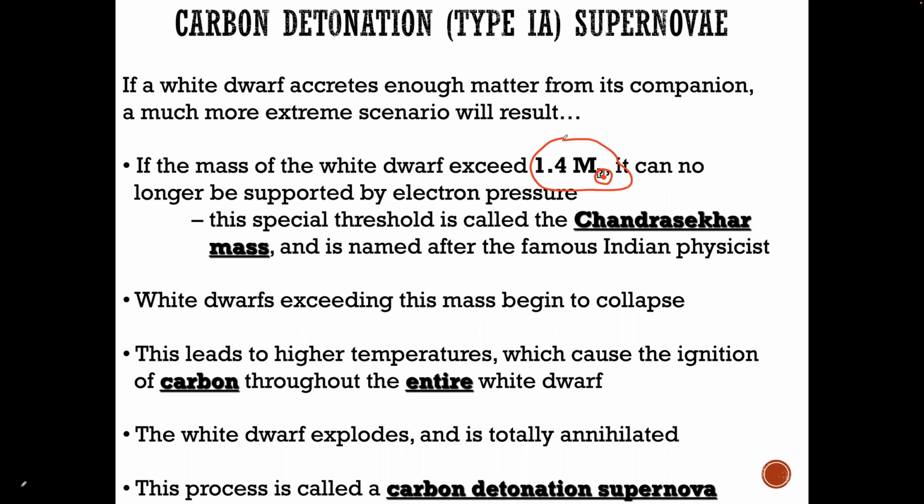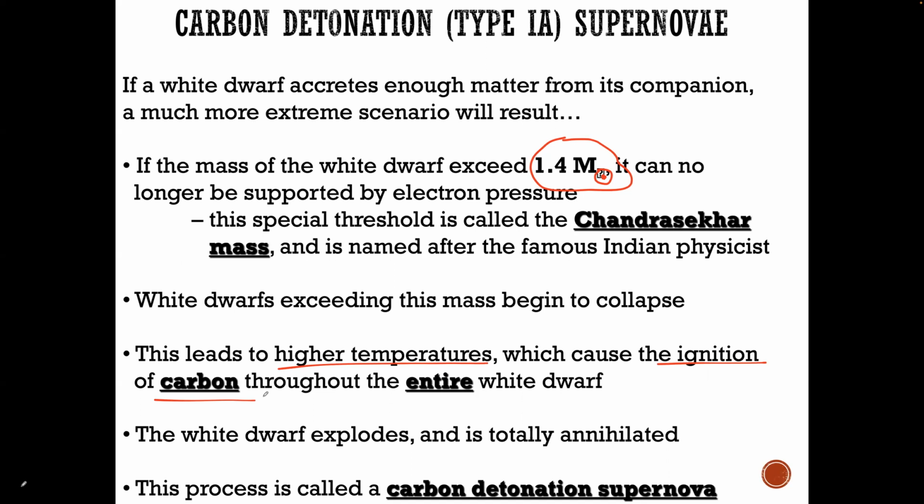And so the white dwarfs that exceed this particular mass will begin to collapse again. And as a result of that, this will lead to higher temperature, and this will cause ignition of carbon. You remember that for the white dwarf stars, what you had at the end is carbon at the central region, because there is not enough gravitational support to fuse carbon, it will stop there.